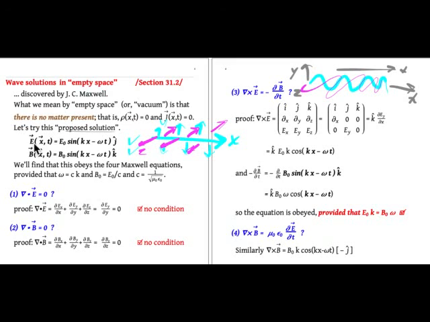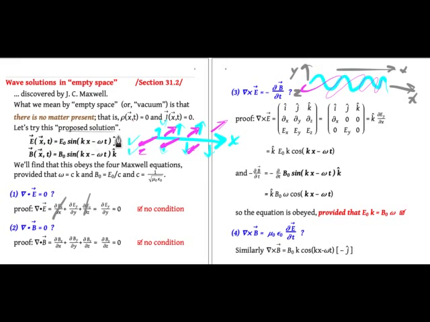Now, Ex is 0 because E is in the y direction. So this term is 0. And Ez is 0 because E is in the y direction. So this term is 0. So, oops, not that one. This one. So the divergence of E is really just dEy/dy.